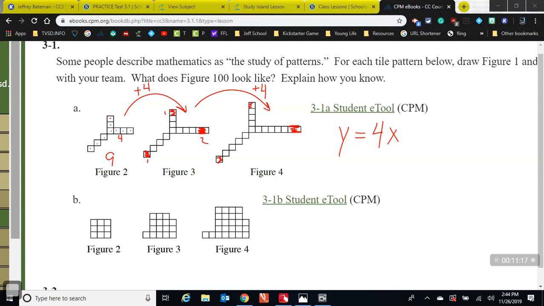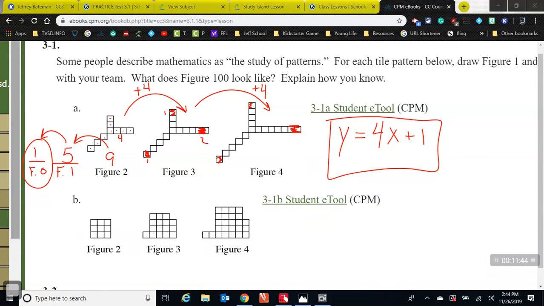9 tiles in figure 2. If I'm adding 4 every single time, that means that if I go backwards, figure 1 would have had 5 tiles, and figure 0 would have had 1 tile. That way I'm increasing by 4 every single time. 1 plus 4 is 5, 5 plus 4 is 9, and so on. So that means figure 0 had 1 tile, so my rule is going to be plus 1. That's how I get to my rule here.